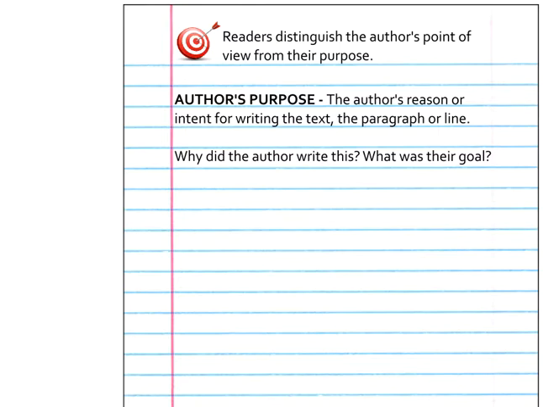Our learning target for today is readers distinguish the author's point of view from their purpose. Author's purpose is the author's reason or intent for writing the text, the paragraph, or the line. The question we're going to ask ourselves when we're trying to identify the author's purpose is, why did the author write this? What was their goal? Take a moment and write these notes down in the reading section of your composition notebook.